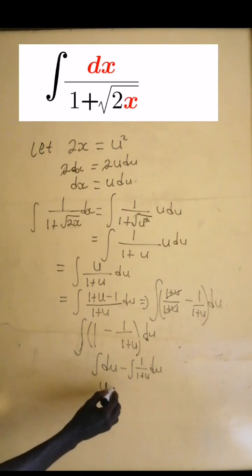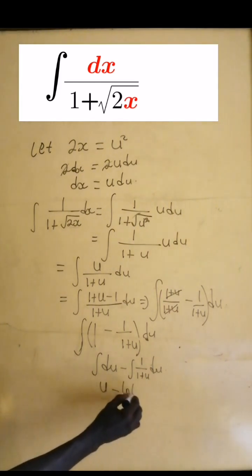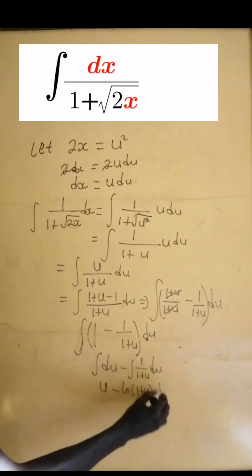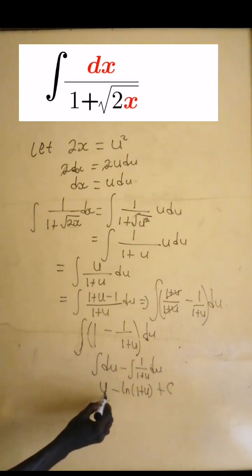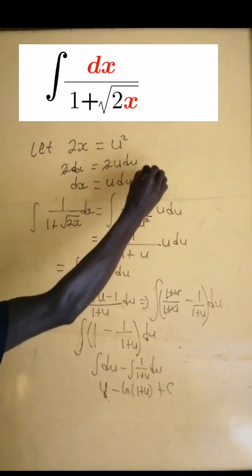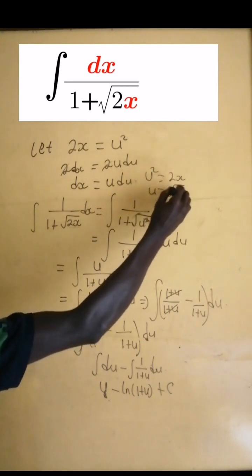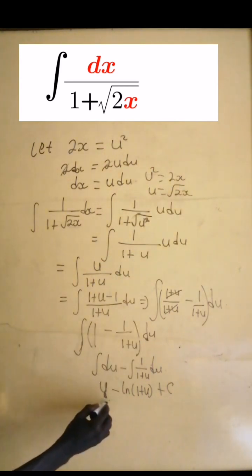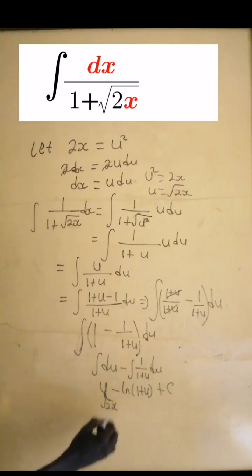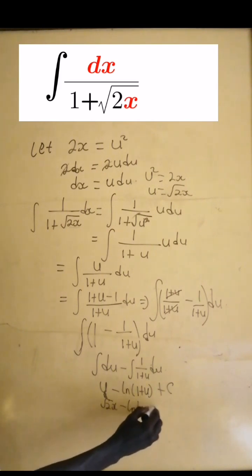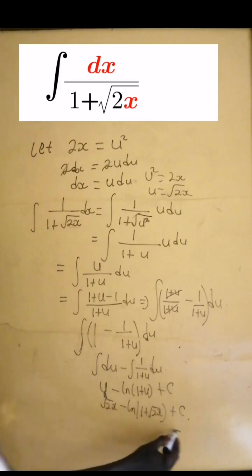If we integrate 1, we get u, minus, if we integrate 1 divided by 1 plus u, we get natural log of 1 plus u. Then bring the integral constant c, but u equals what? If we take 2x equals u squared, then we have u equals square root of 2x. So we put here square root of 2x minus the natural log of absolute value of 1 plus the square root of 2x plus c.